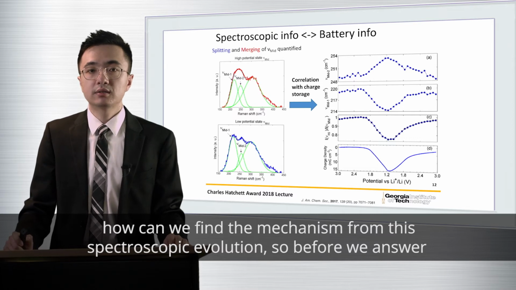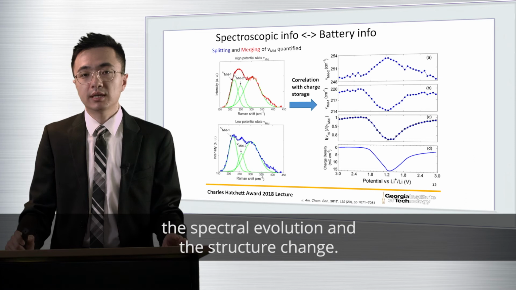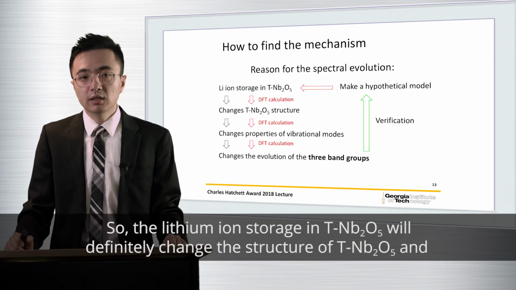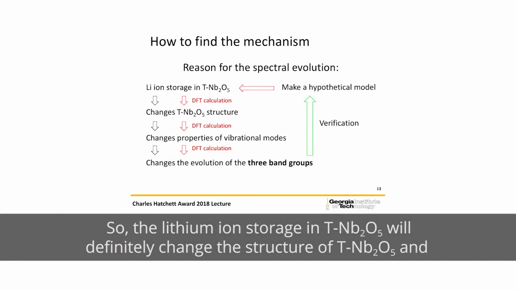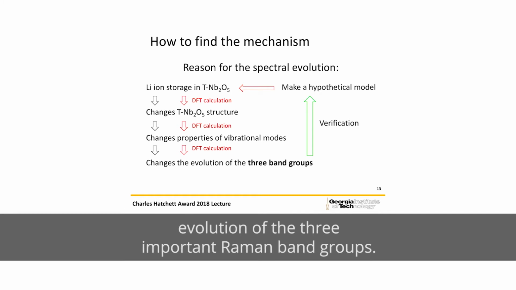Before we answer this question, we need to resolve the relationship between the spectral evolution and the structural change. The lithium-ion storage in T-niobium oxide will definitely change the structure of T-niobium oxide, and then will change the properties of the vibration modes, and will change the apparent evolution of the 3 important Raman band groups.